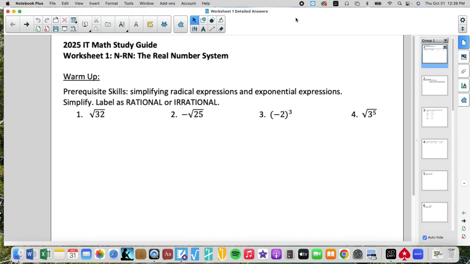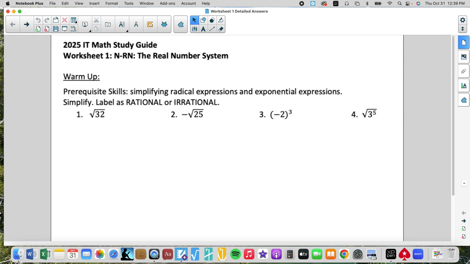This is worksheet 1. There are lots of fun things for us to look at in here, but we'll start off with the warm-up problems. It says NRN, the real number system. So this is the worksheet on prerequisite skills, simplifying radical expressions and exponential expressions. These are things that we should be very attuned to, rational or irrational.